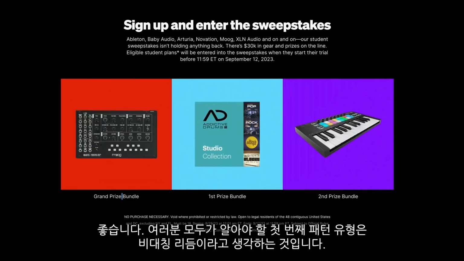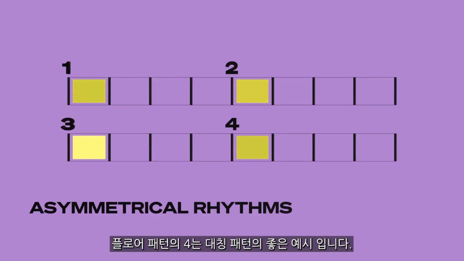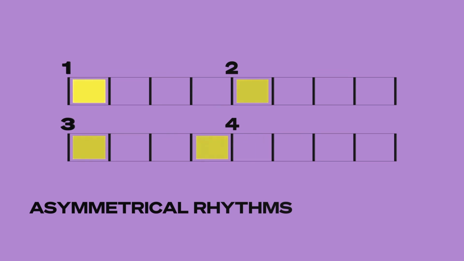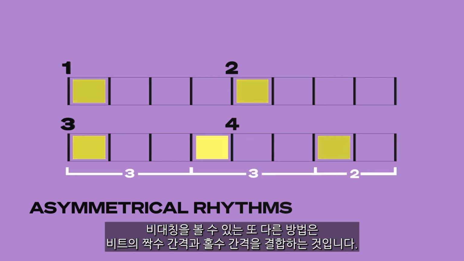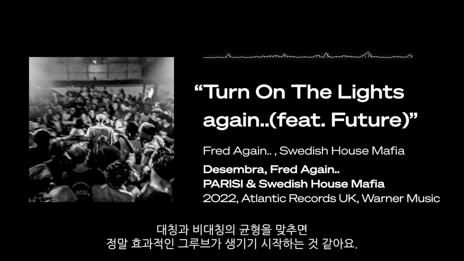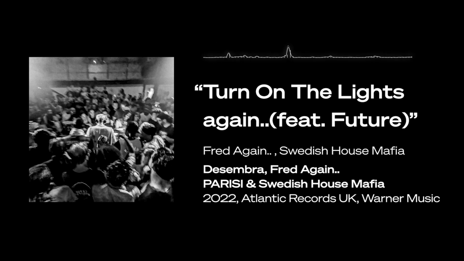All right, so the first type of pattern I think y'all should know about are what I consider asymmetrical rhythms. A 4 on the floor pattern is a great example of a symmetrical pattern. Listen to the energy as you add some asymmetry. Another way you can look at asymmetry is combining even and odd spacings of beats. I feel like you start to get really effective grooves when you balance symmetry and asymmetry. Listen to how the open hi-hats and kick interact in this song by Fred Again and Swedish House Mafia.